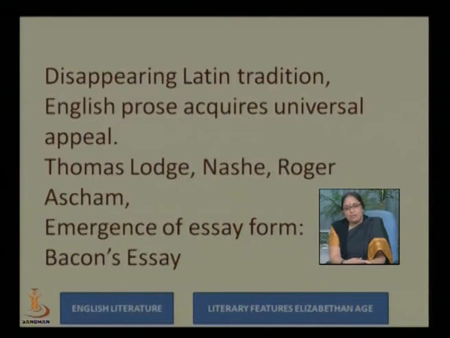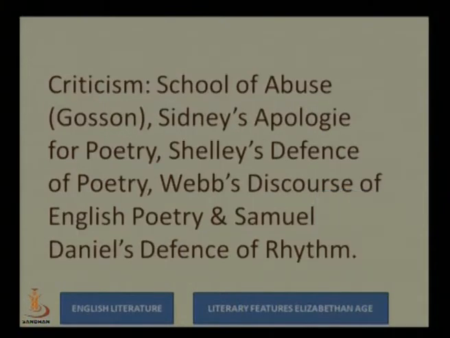And you will also figure that essays were written. The emergence of essay as a form, Bacon's essay. So this is one of the richest phases of English literature. We call it the most treasured age. Why? Because as you have noticed, all these different kinds of genres were written, they were experimented during this period.